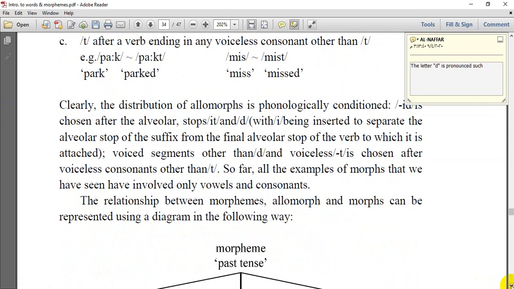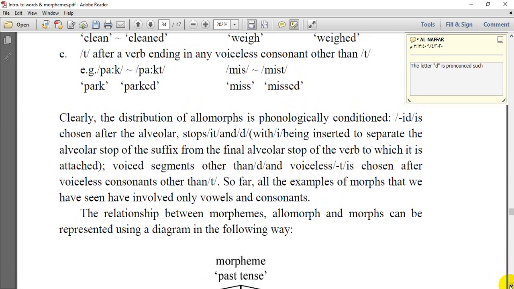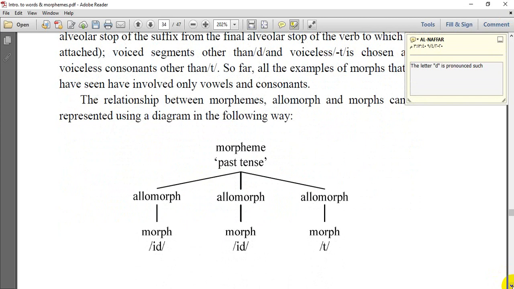This is the illustration of what I discussed for you. Here you can use this diagram: the morpheme and past tense allomorph. For example, id: played here, id, wanted. Here in the morph, we have locked.